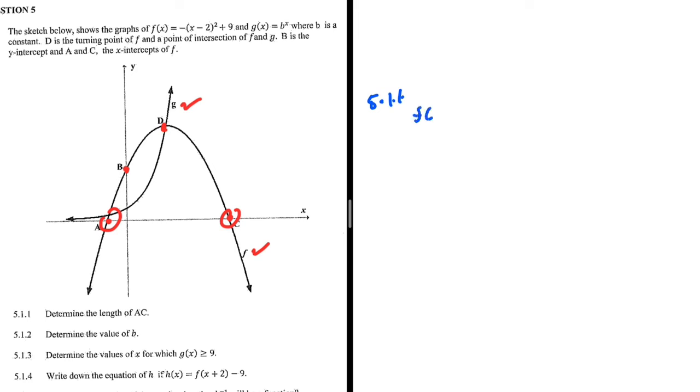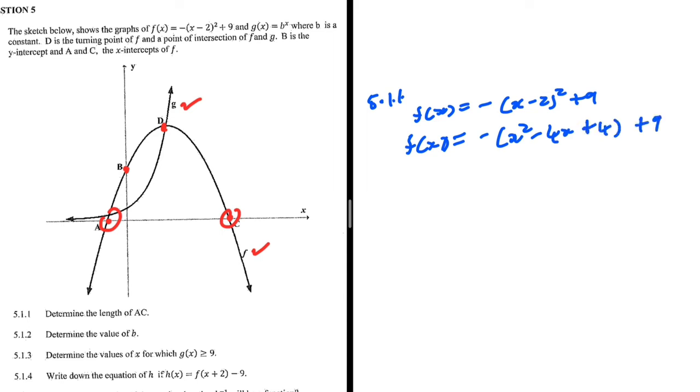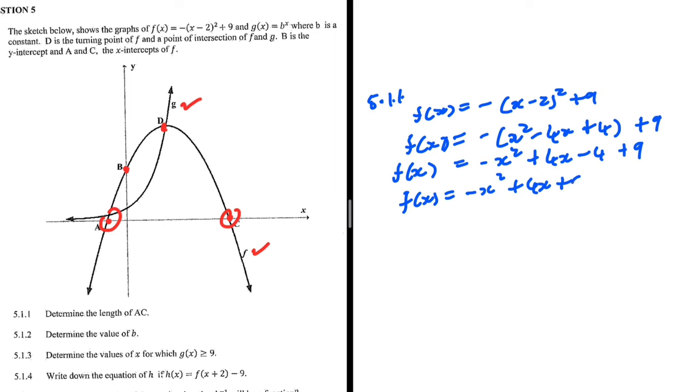Okay, so we have f of x equals minus (x minus 2) squared plus 9. So let's solve this: (x minus 2) to the power 2. We're going to have x squared minus 4x plus 4, and then plus 9. Let's multiply out by the minus sign. If we do that, we're going to get f of x equals minus x squared plus 4x minus 4 plus 9. So f of x equals minus x squared plus 4x, and then what is minus 4 plus 9? That is plus 5.